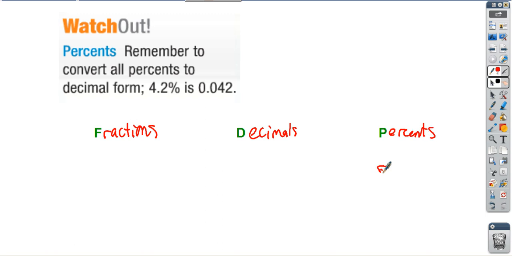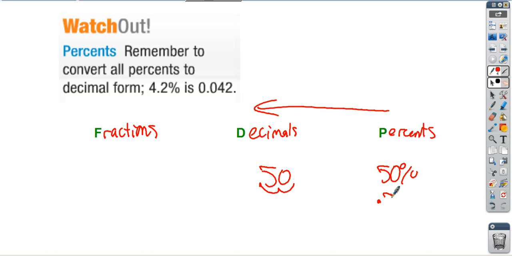So if I have 50%, I don't remember, am I supposed to move it left or right? Well, we remember the acronym Free Dr. Pepper. Percent to decimal means move this way. So I would take 50 and I'd move the decimal to the left, vice versa. If I had 0.5 decimal and I want to change to a percent, well, decimal to percent goes to the right. So move it to the right or to the left 2 places like you see there.